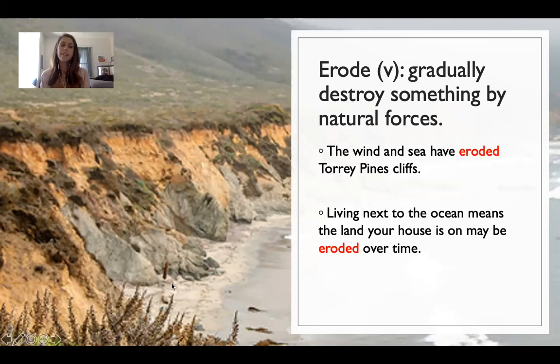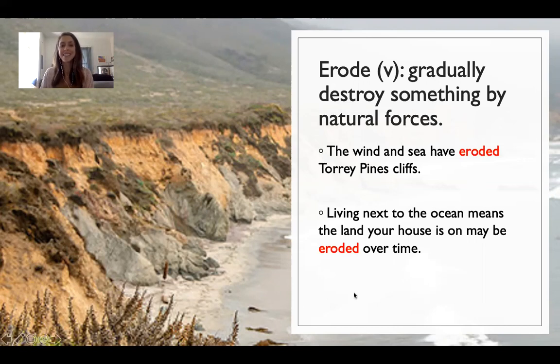The second sentence: living next to the ocean means the land your house is on may be eroded over time. I don't know if you've seen any of those beautiful photos of the houses in La Jolla, and they're stunning. And you think to yourself, wow, this is a mansion. But then you think, this is very close to the ocean. And although that's amazing, over time, what's going to happen to that land? This is how I justify not having a mansion in La Jolla.